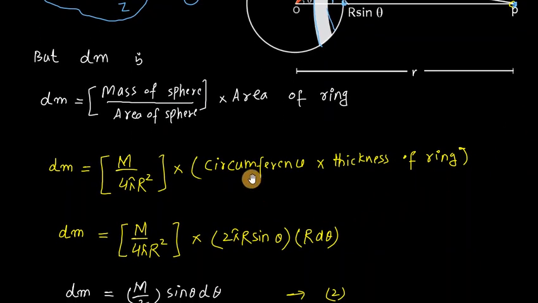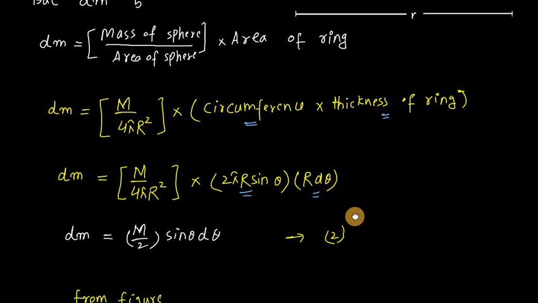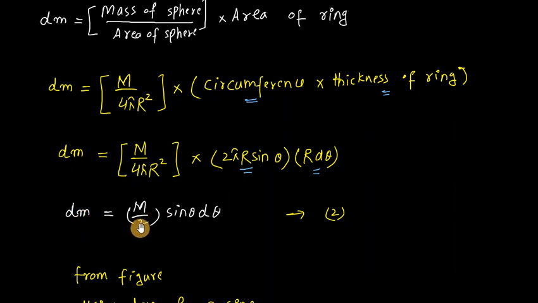Now, what is the circumference of the ring? Circumference means 2 pi r, but for the ring the radius is r sine theta, so the circumference of the ring is 2 pi r sine theta, and the thickness of the ring is r d theta. By simplifying this expression, we obtain dm equal to M over 2 sine theta d theta. This is the value of the small element dm in terms of the capital mass M of the thin spherical shell.